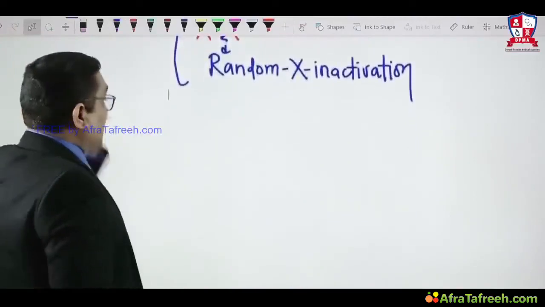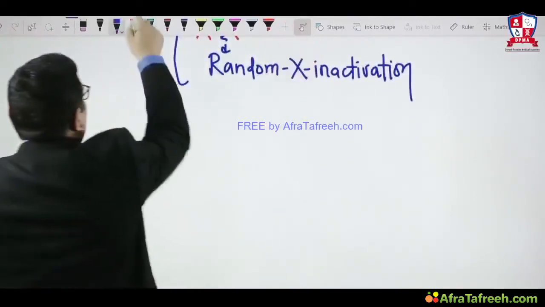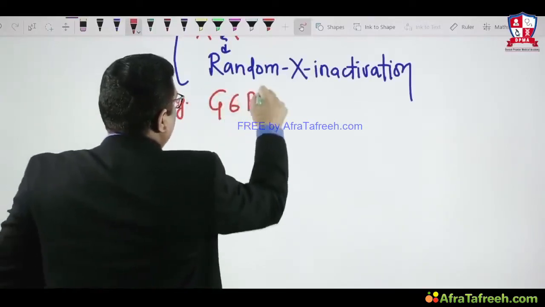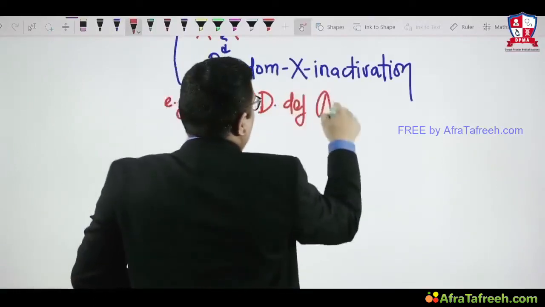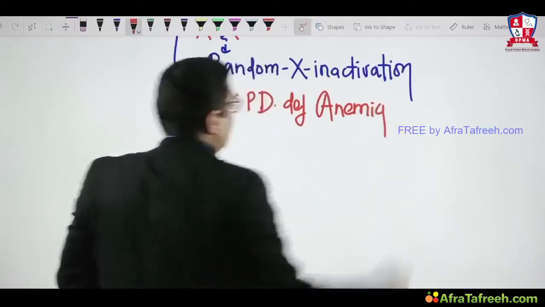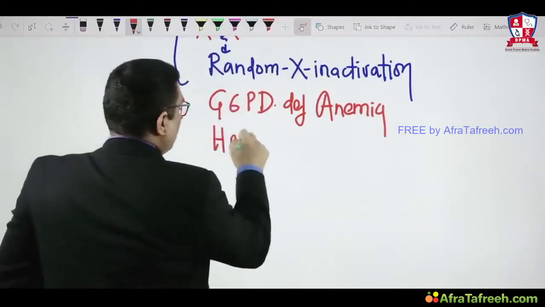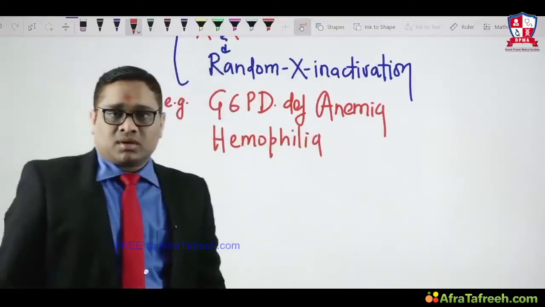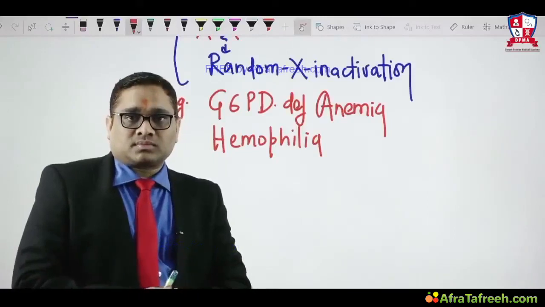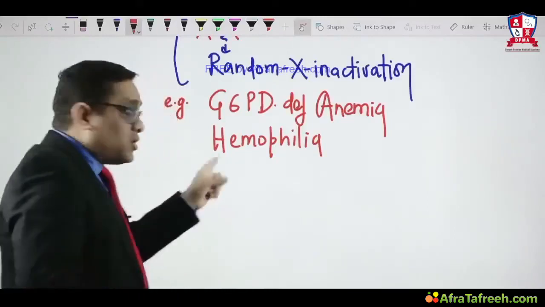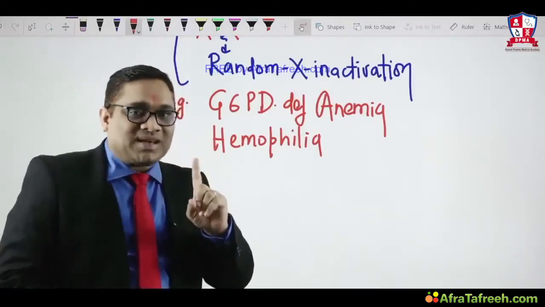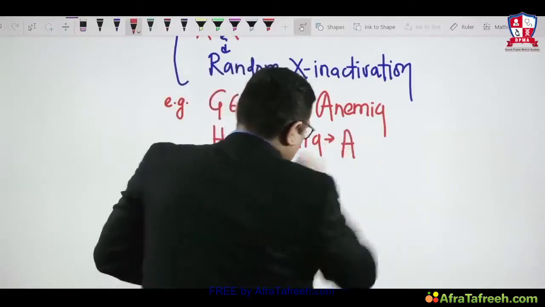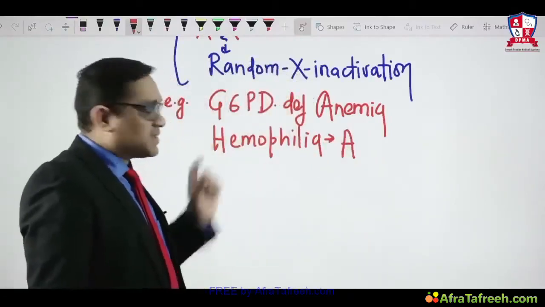What are the examples? Another important question which the examiner has asked in earlier exams is about examples of X-linked recessive disorders. Most important and most frequent is G6PD deficiency anemia, which is an X-linked recessive disorder. Hemophilia: if the examiner says all hemophilias are X-linked recessive, true or false? We should understand that not all hemophilias are. Only hemophilia A is an X-linked recessive disorder.